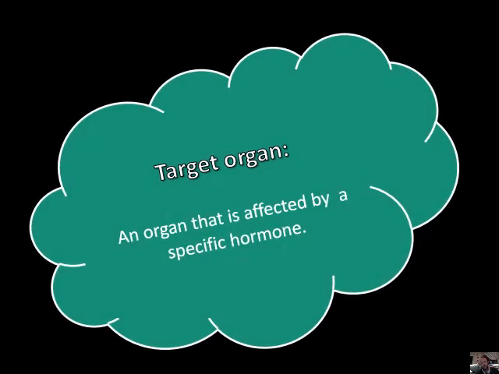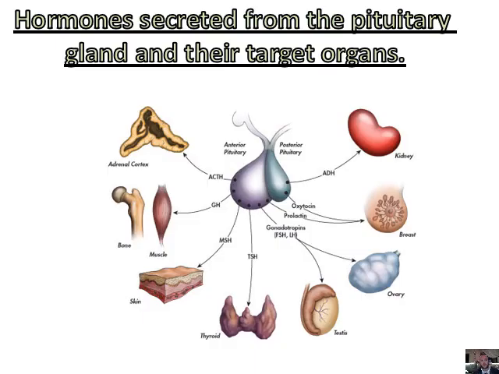So a target organ, by definition, is an organ that is affected by a specific hormone. Let's look at some hormones secreted from the pituitary gland, and their target organs. Here are some target organs: the ovary, the breasts, the kidneys, the adrenal cortex, bone, muscle, skin, thyroid, and testes or testicles. We can have a look over there. We've got ACTH, GH, MSH, TSH, FSH, LH, prolactin, oxytocin, ADH.